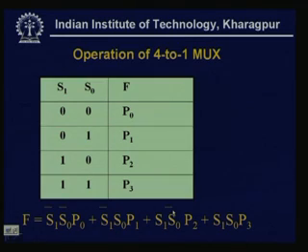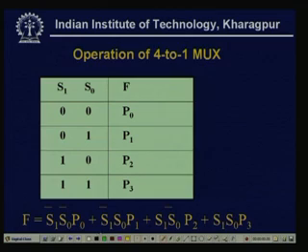Now, if we explain this operation, again this is my select lines or control bits, and this is my output. What is the input-output relationship? When S1 S0 is 0 0, the output is P0; for 0 1 the output is P1; for 1 0 the output is P2; and for 1 1 the output is P3.